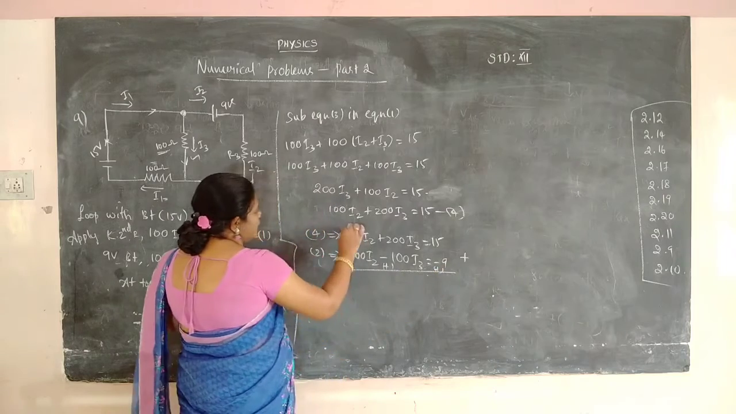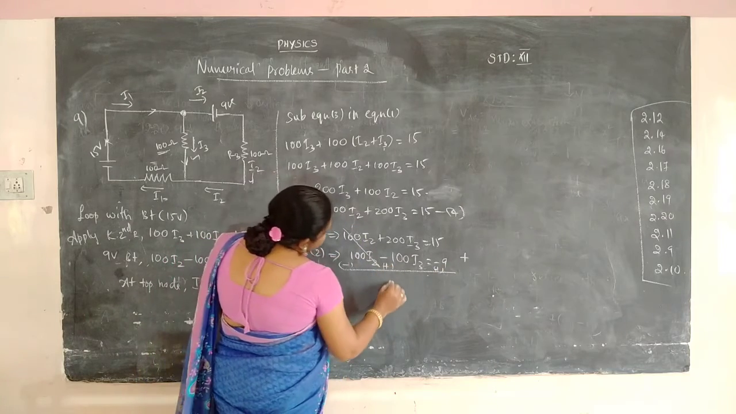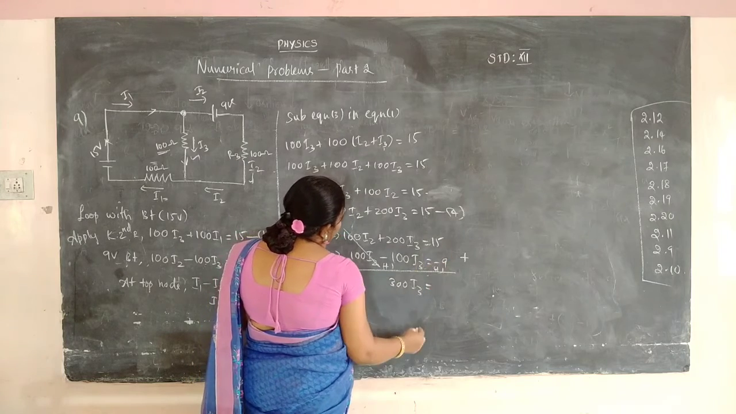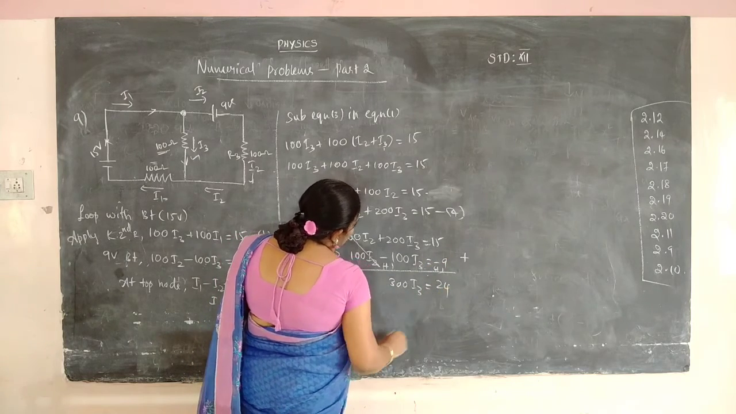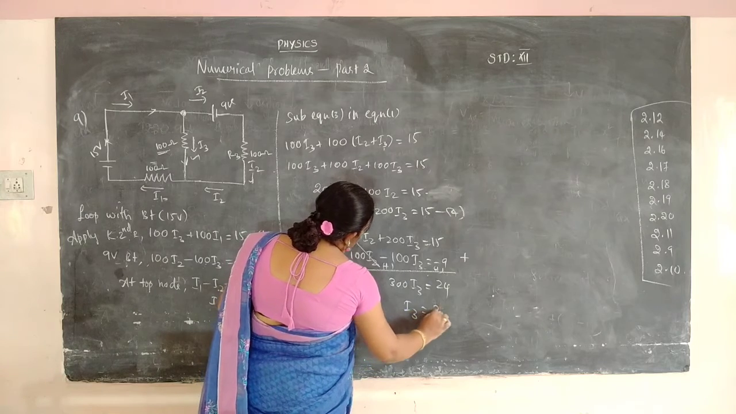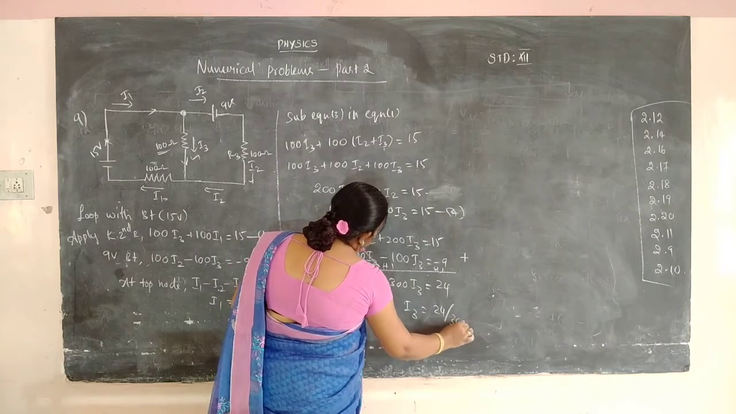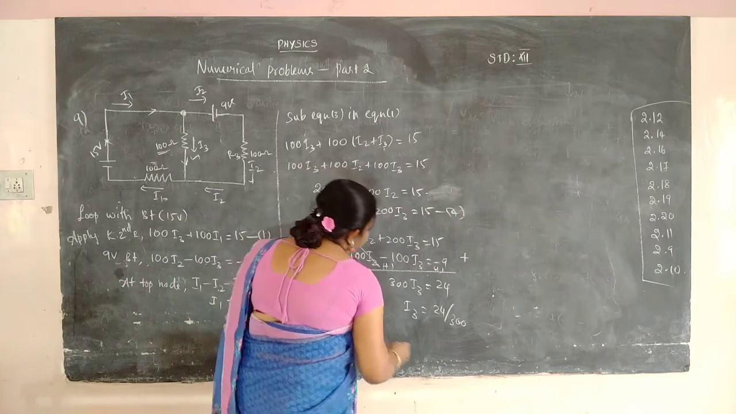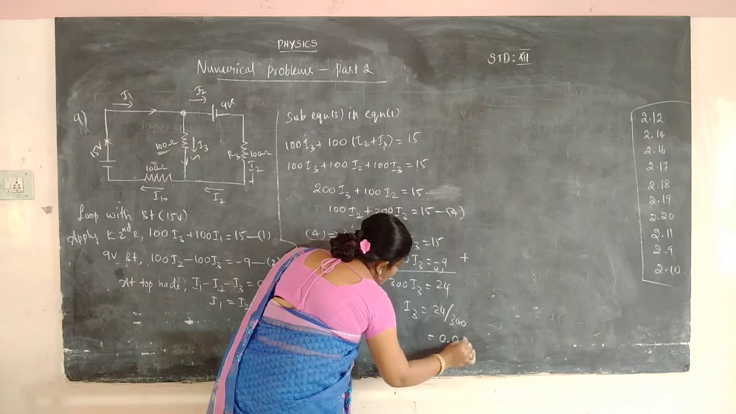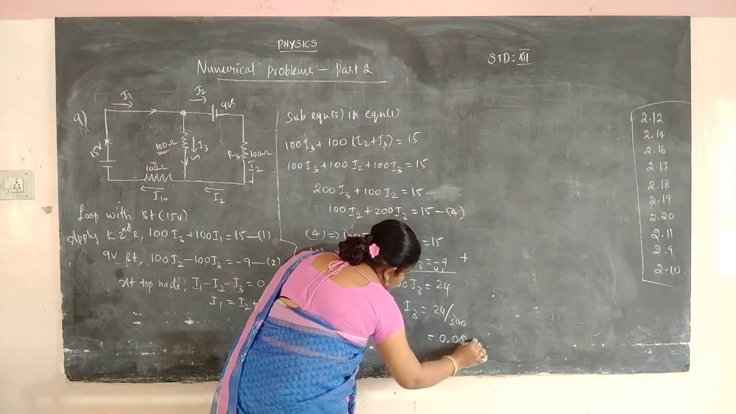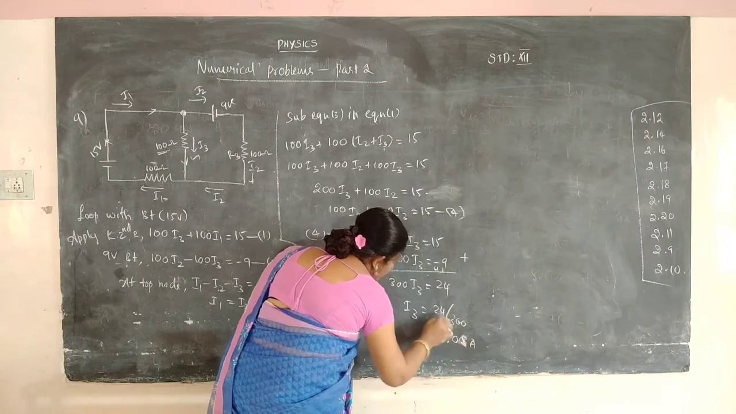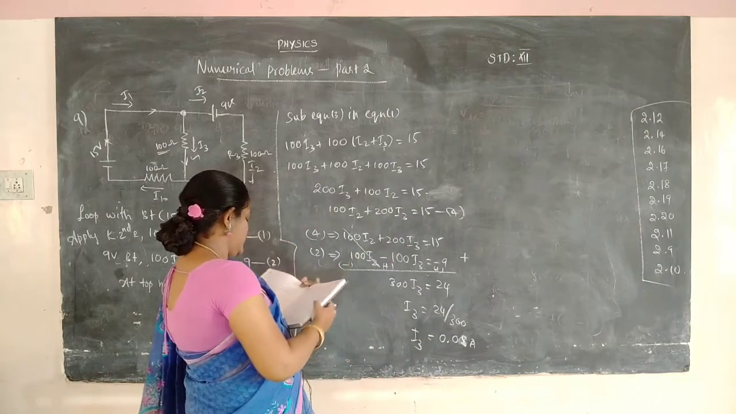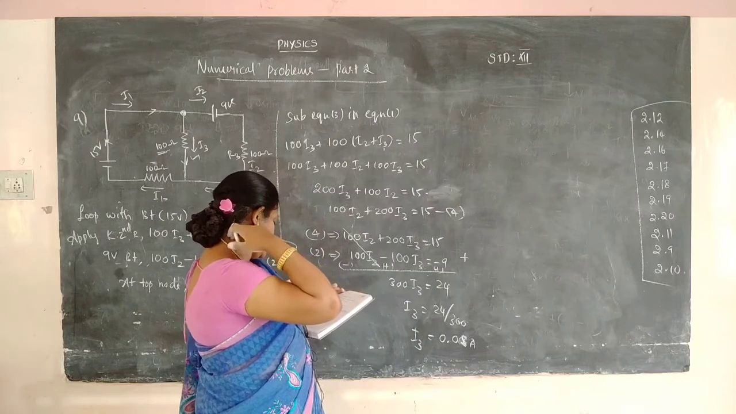Okay, so I2 cancels. I3 becomes 300 I3, which will be equal to 15 plus 9, that is 24. So I3 is equal to 24 by 300, that is 0.08 ampere. We divide 24 by 300. It is 0.08 ampere. So I3 is equal to 0.08 ampere.